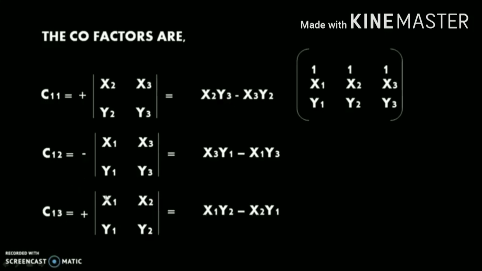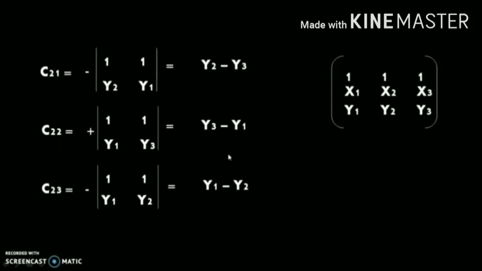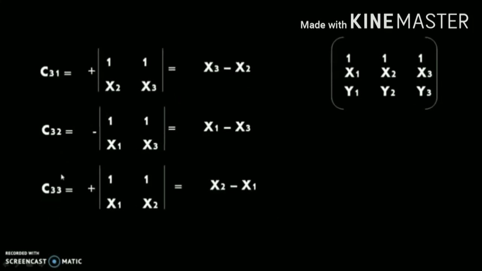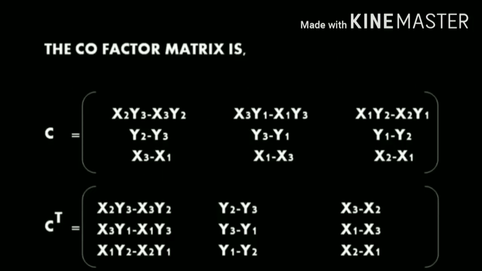Similarly, we can find out the cofactor values for all the remaining elements C21, C22, C23, C31, C32, C33. Then the cofactor matrix is given by arranging these cofactor values in a matrix form. That is, C is equal to x2 y3 minus x3 y2, x3 y1 minus x1 y3, x1 y2 minus x2 y1, y2 minus y3, y3 minus y1, y1 minus y2, x3 minus x2, x1 minus x3, x2 minus x1.